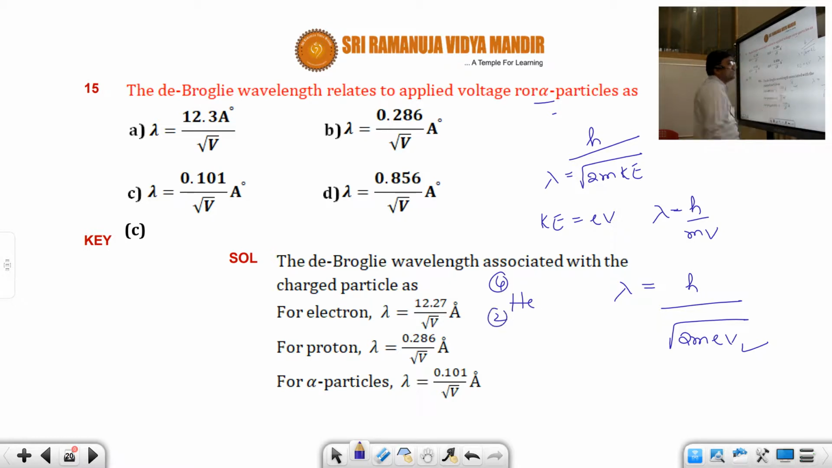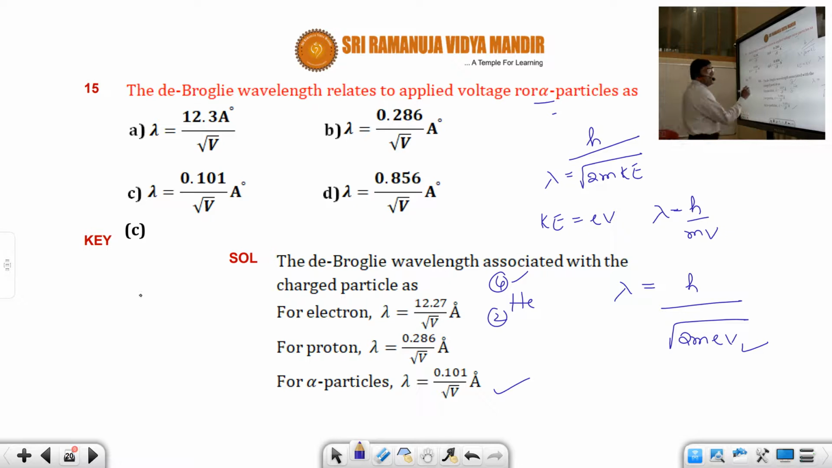I hope you understood. 2, 4. So naturally that is the reason you are getting here. What is the charge here? 4 units of charge. You got 4 units. When you have 4 units of charge, the answer will be 0.101 by root V. So how? Let us see.